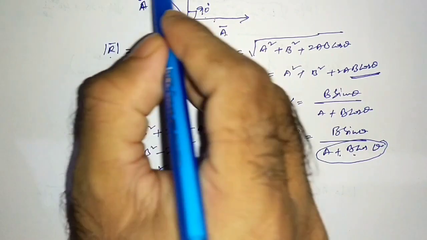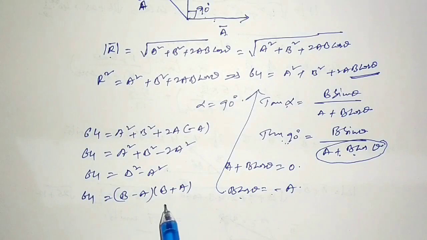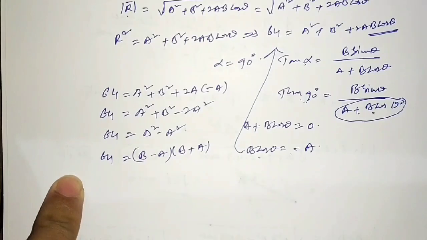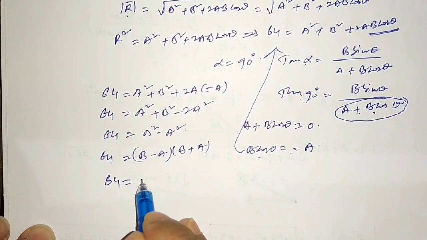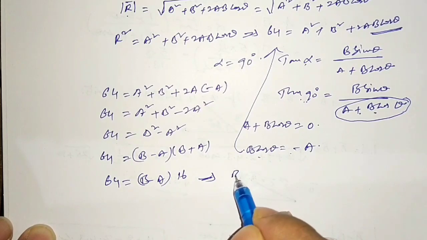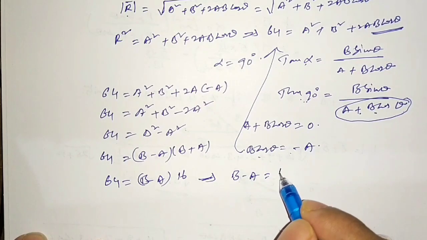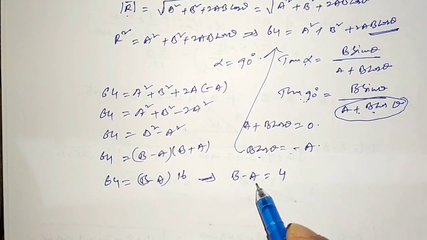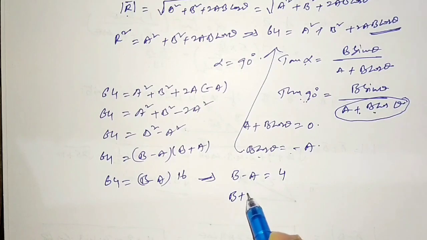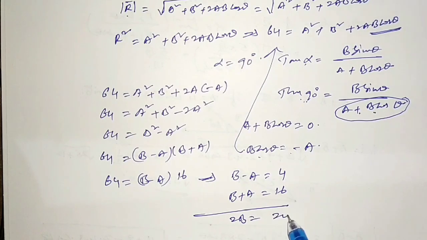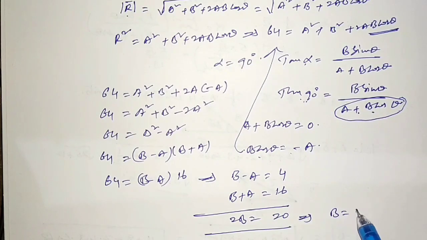Now already we have a plus b value. How much is that? 16. Already we have seen that a plus b value is 16. So now substitute that value. That is 64 is equal to b minus a into 16. From this, b minus a is equal to how much? 4. Yes or no? Now we have b minus a, and b plus a is 16. Now solve it. 2b is equal to 20. So b is equal to 10 Newton.